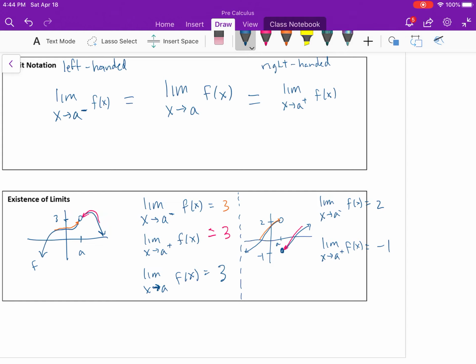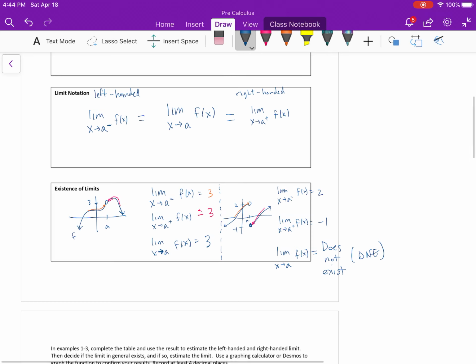And because these two values are different, the limit as x approaches A in general of that function does not exist. Let me write that out all together. It does not exist. Or in other words, DNE, does not exist. So there's a basic understanding of when a limit exists and when a limit does not exist.